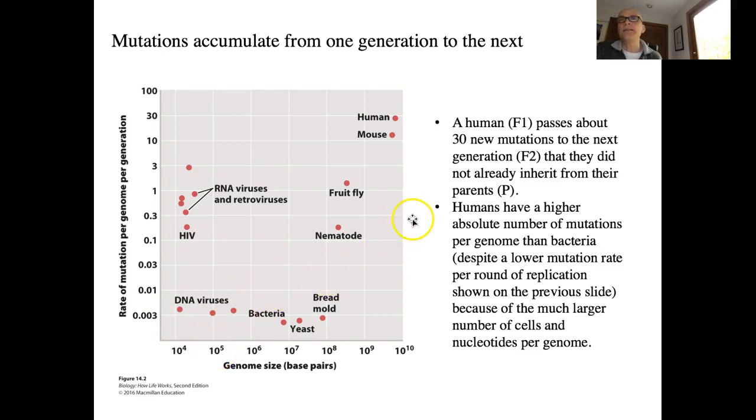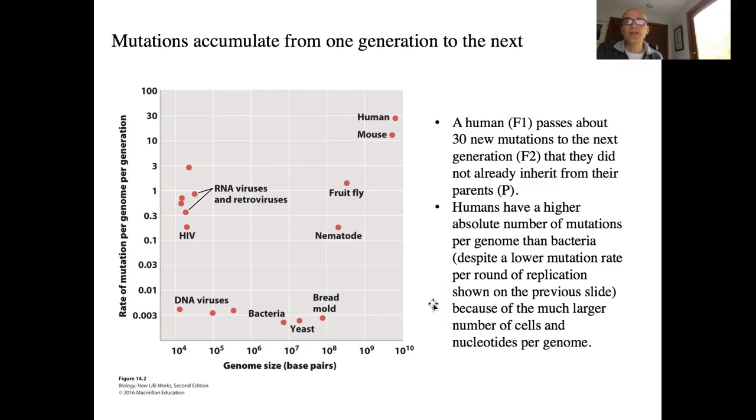So essentially what that means is that a human F1 passes about 30 new mutations to the next generation, to the F2 generation, that they did not already inherit from their parents. So per generation, 30 new mutations are made and then potentially passed on to the next generation. Humans have a higher absolute number of mutations per genome than bacteria, despite the lower mutation rate, because of the larger number of cells and the nucleotides per genome.